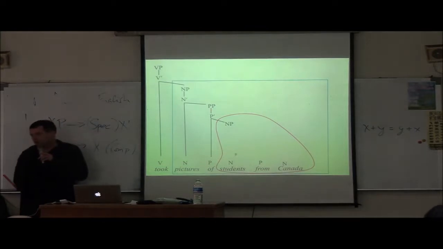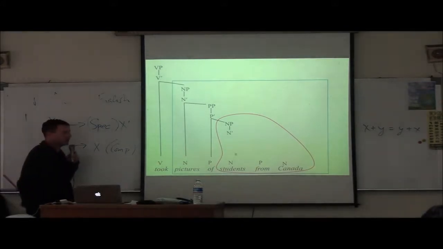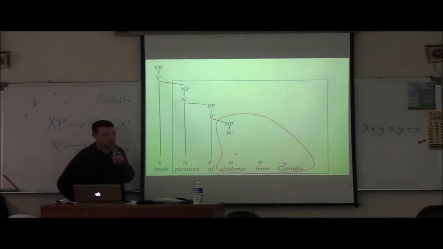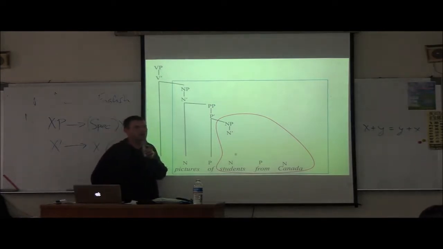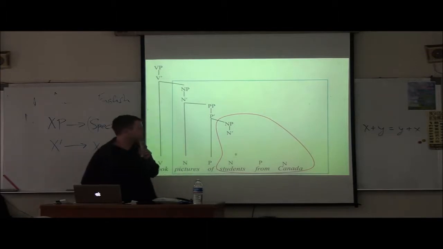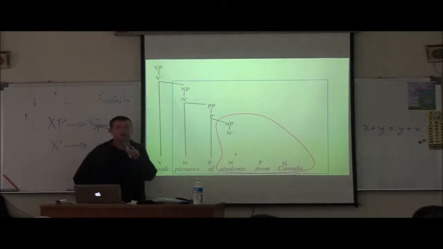Now what we have to do is draw a tree for students from Canada. It's obviously an NP. NP is the mother of N bar. Now, we have to do the same thing we did before. We know that from Canada is a prepositional phrase that modifies students. But the important question is, is it an adjunct or a complement? Students with red hair from Canada, students of English from Canada.